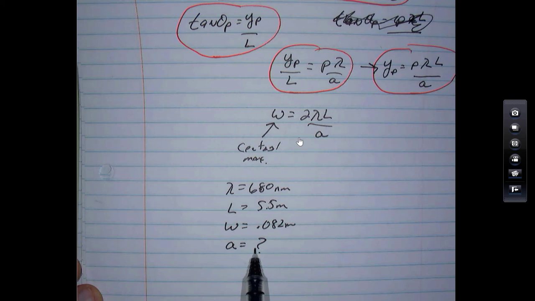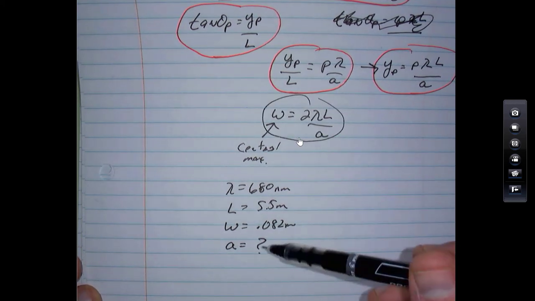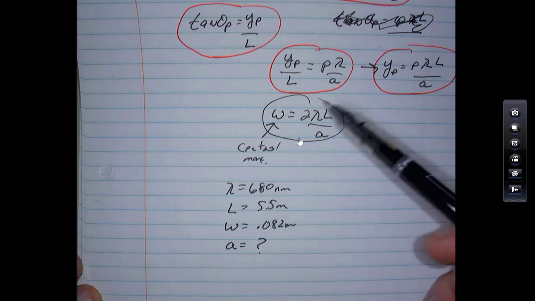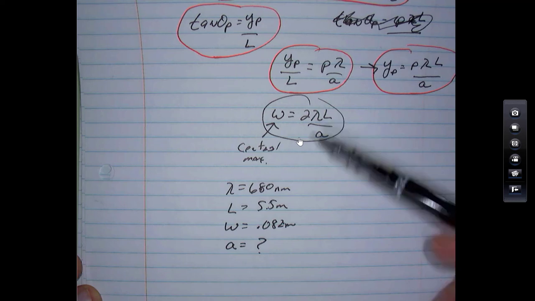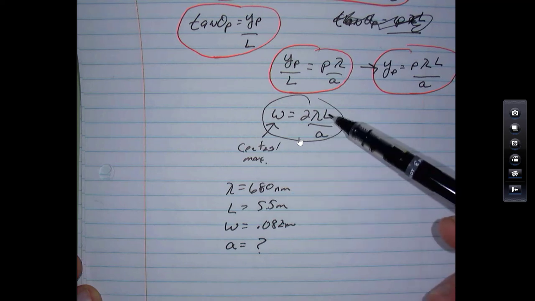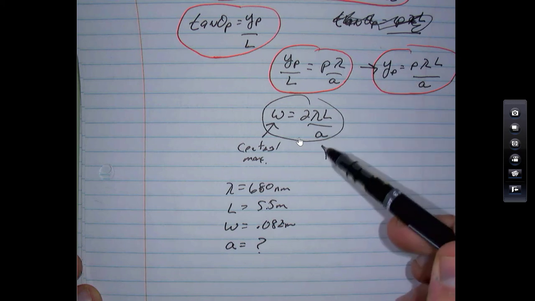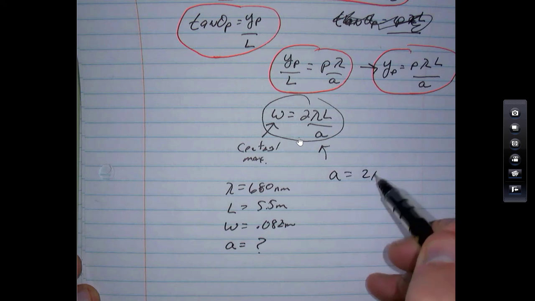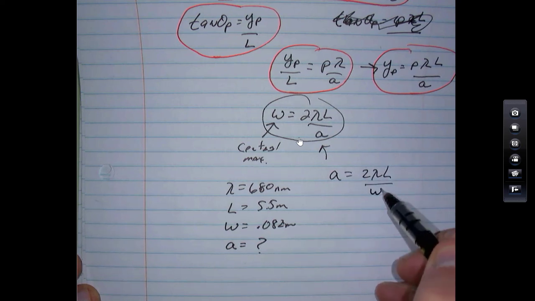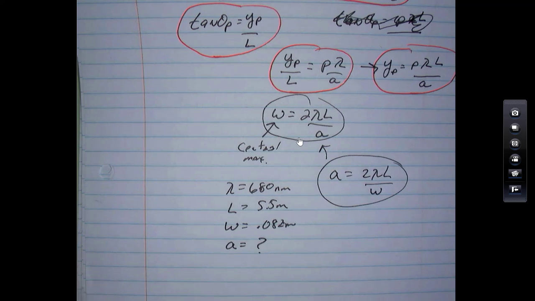So looks like we could use this formula to figure out what the slit size is, because we know the width given in the problem, we know the wavelength, 680 nanometers, and we know the length, 5.5 meters. So you have to do a little bit of algebra for this formula. Just solve for A. Looks like A is equal to 2 wavelength L over the central maximum size. Okay, and be careful, I think they want the answer in micrometers.